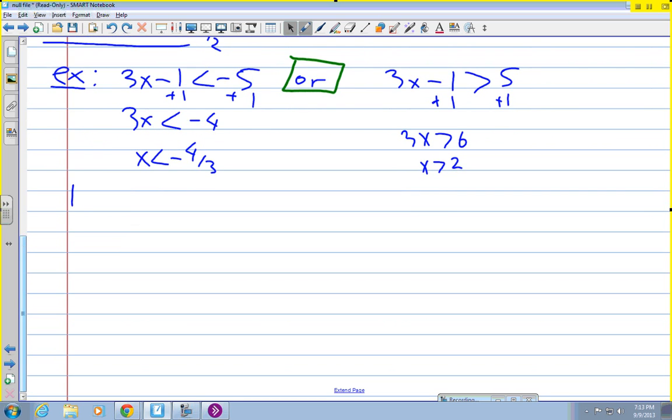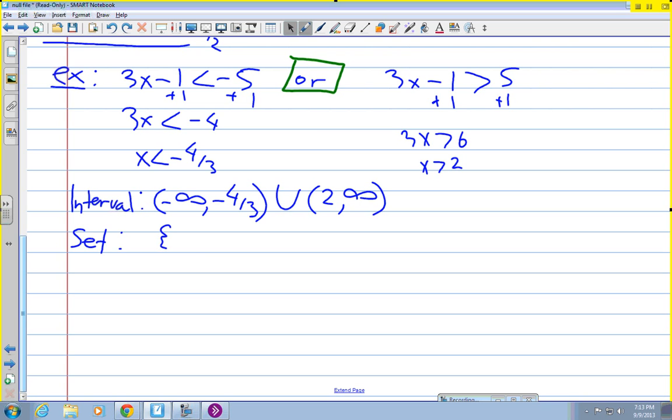But anyway, the interval here would be everything from negative infinity to negative 4/3, not including negative 4/3, union with everything from 2 to infinity. So that's the solution to this inequality using the interval notation. The set notation would be all x's such that x is less than negative 4/3 or x is greater than 2. Sometimes they just use a comma in there, but or is more precise.